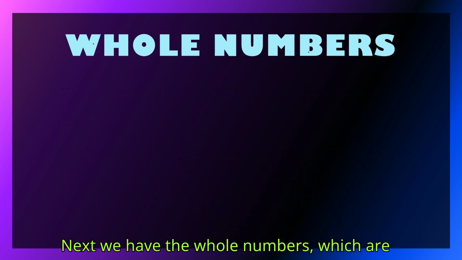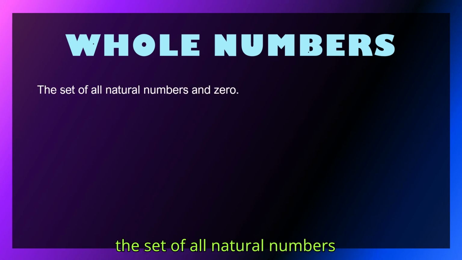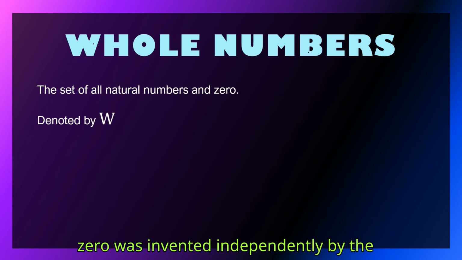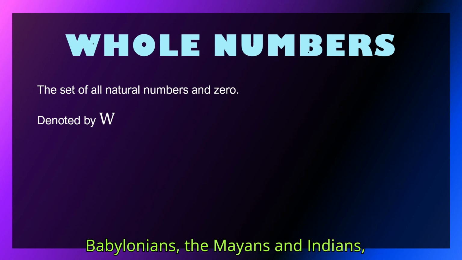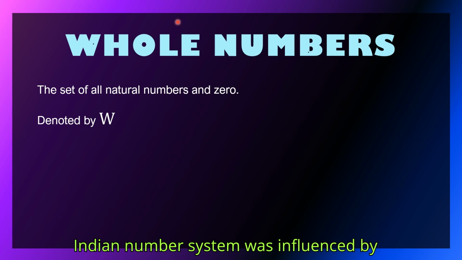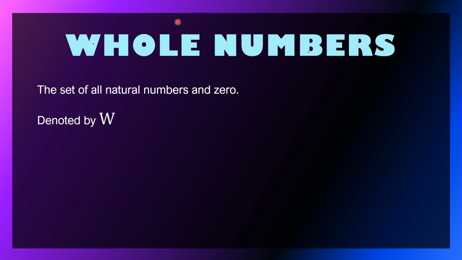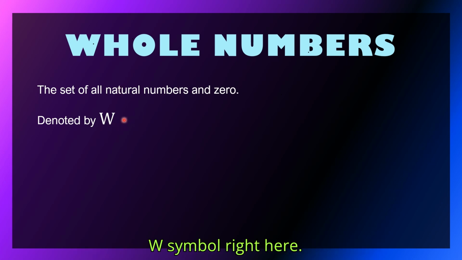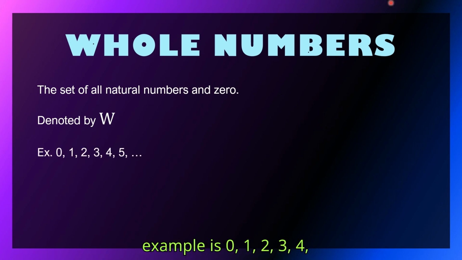Next, we have the whole numbers, which are the set of all natural numbers, including 0. 0 was invented independently by the Babylonians, the Mayans, and Indians, although some researchers say that the Indian number system was influenced by the Babylonians. They are commonly denoted by the capital W symbol right here. And an easy example is 0, 1, 2, 3, 4, and 5, and so on.